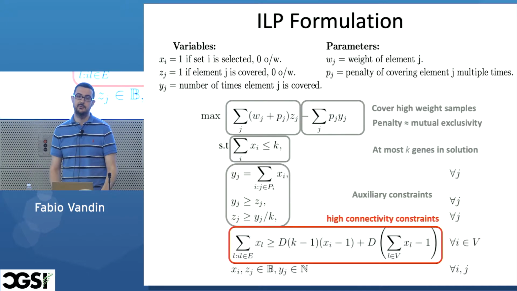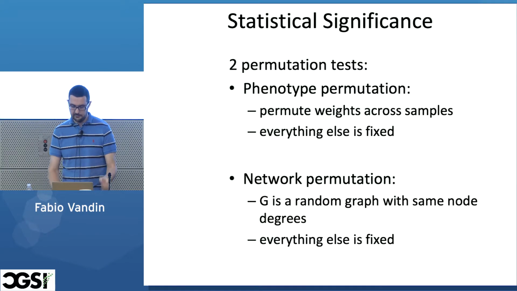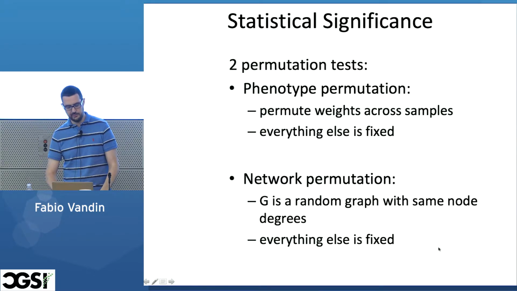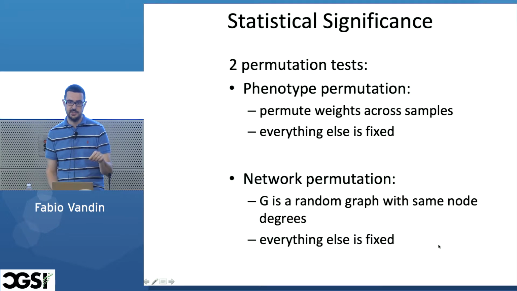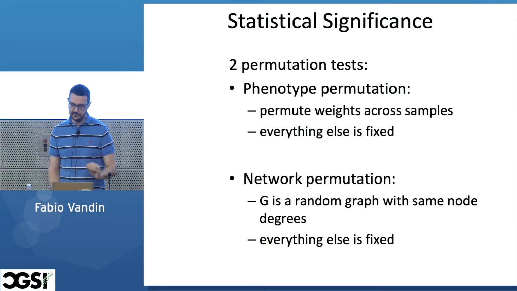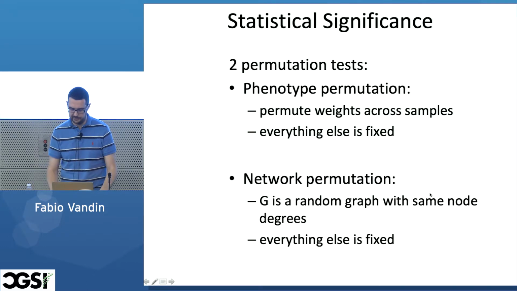Okay, so this is the way we are going to obtain a solution from our data, and then we also want to test the statistical significance of what we get. For this, we use two permutation tests. The first one is the same as the test in Uncover: you do a phenotype permutation, you permute the weights across the samples while everything else is fixed. The second test for significance is a network permutation, where everything is fixed but the graph, and in a particular permutation you take a random graph that has the same node degree distribution as your input graph. So you preserve hubs and the degrees of every node, but the specific associations and interactions between two different genes are destroyed and are going to be random.